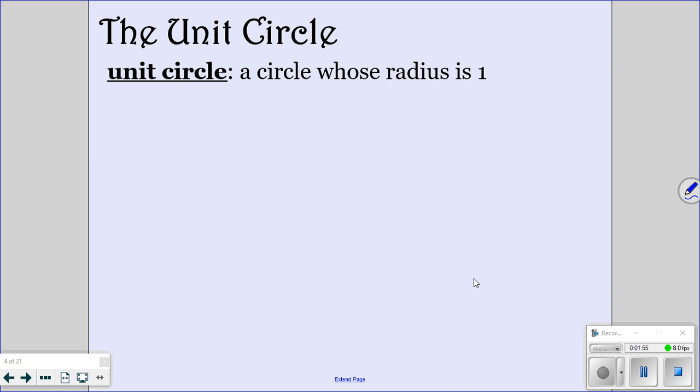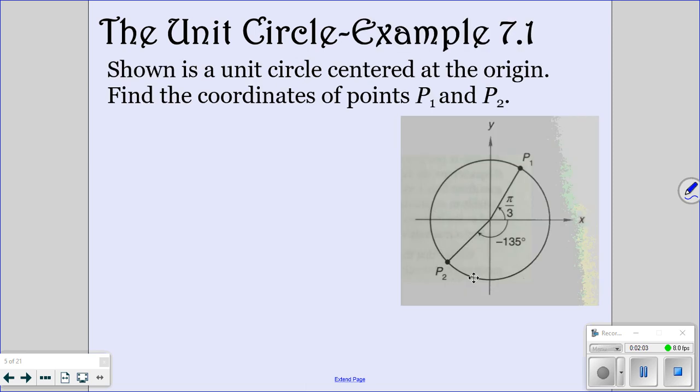So the unit circle is a circle whose radius is 1 unit. That's why it's called the unit circle, because the radius is always a 1. So on this circle, it is a unit circle, so the radius is 1. We want to find the coordinates of point P1 and P2. So we'll start with P1, and we're going to draw a triangle here. We'll make a right triangle.